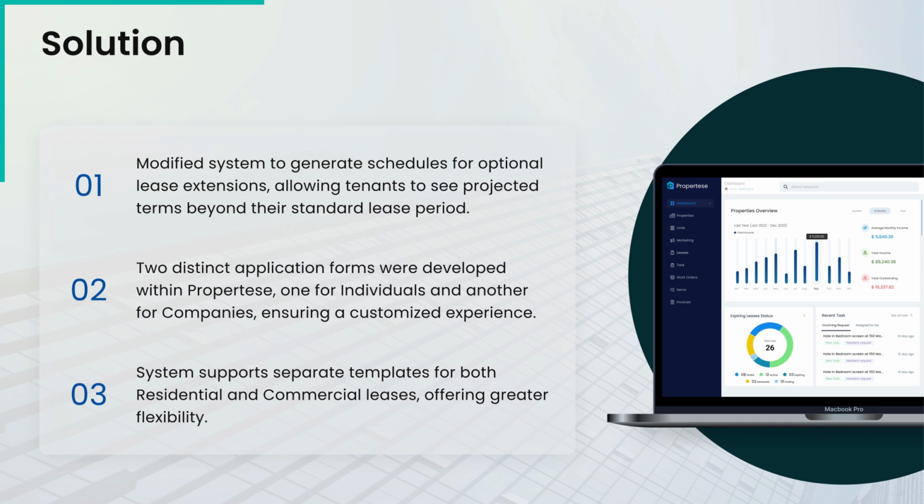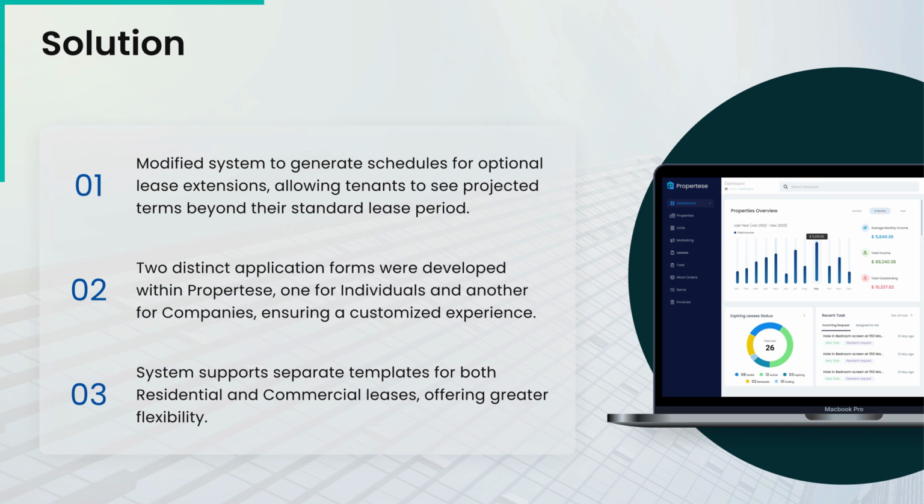So we modified the system as far as properties is concerned, because it's quite flexible. We had a bit of a tweak within properties where we modified the system to generate schedules for optional lease extensions. What they have currently is an initial 5-year term commercial agreement. For an optional 5-year extension, they wanted to see a projection within the lease billing schedule, to show their tenants the upcoming billing schedules if they want to opt for another 5 years maybe.